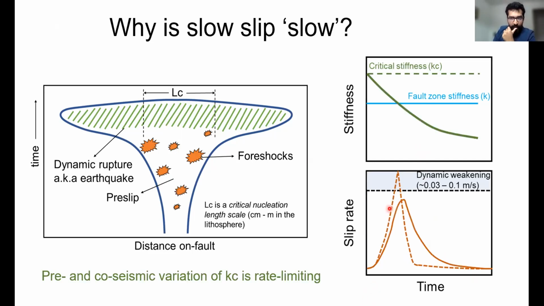In the new view, slow slip is slow because the variation of critical stiffness due to increasing A minus B and D sub C makes the instability rate limiting. So as it grows, the critical stiffness reduces, and this in turn makes the fault slip slower and slower and never allows it to go fully dynamic. At some point, all the stored strain energy in the spring is completely depleted and it runs out of energy. So essentially in this view, a slow slip is a prematurely arrested dynamic rupture nucleation phase, which was never allowed to go fully dynamic.